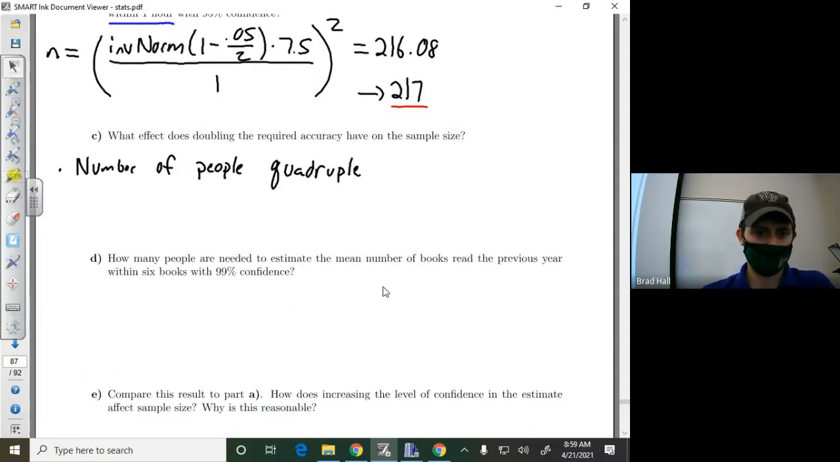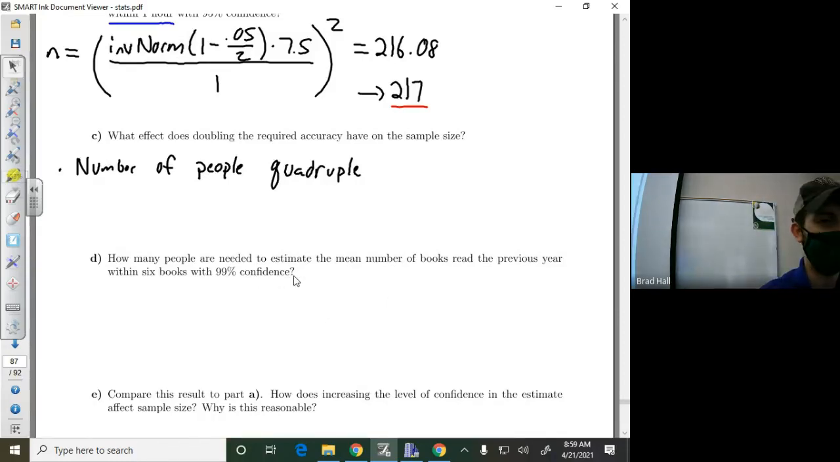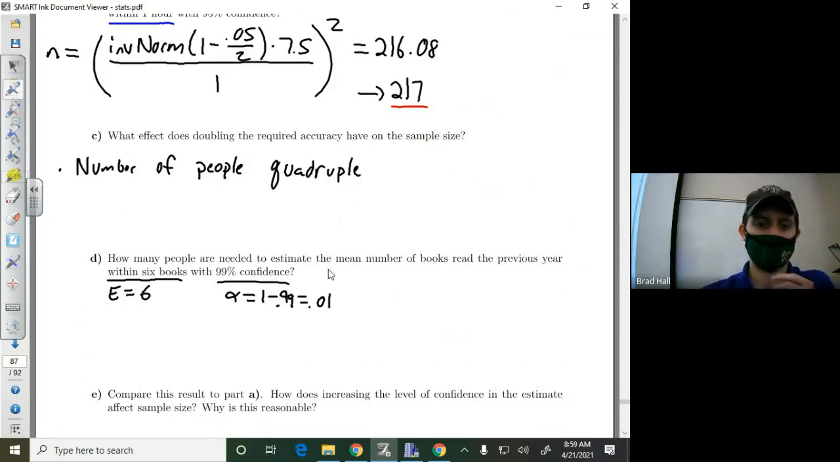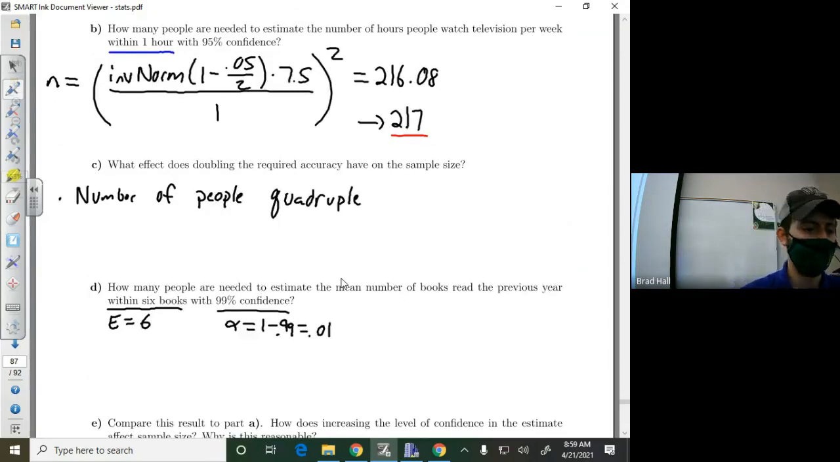Okay. How many people are needed to estimate? So this is the same problem, but notice they change it to within 6 books. So E is 6 and 99% confidence, which means that alpha is 1 minus 0.99, which is 0.01. But it goes straight back to the formula. And again, let's all see if we can do this now.